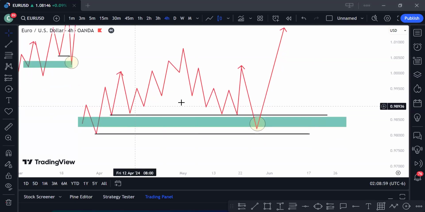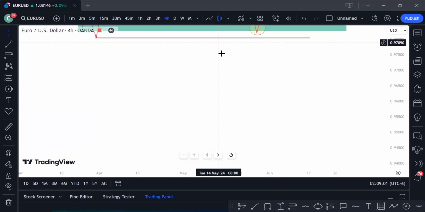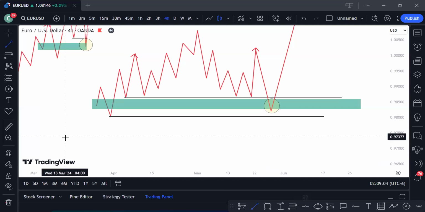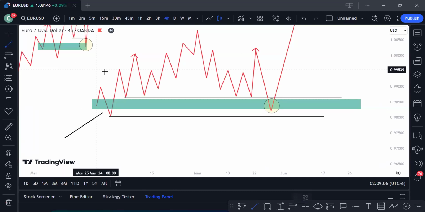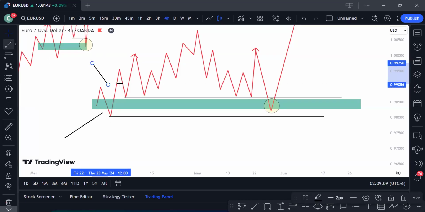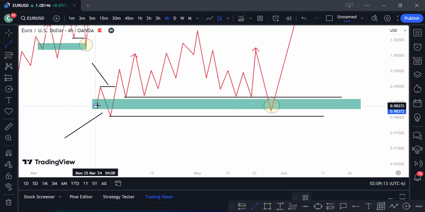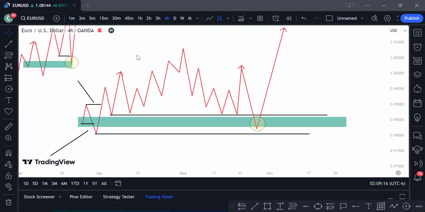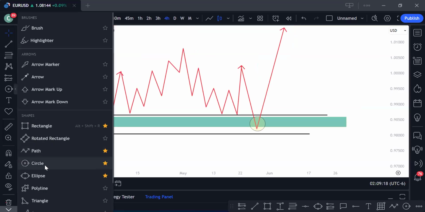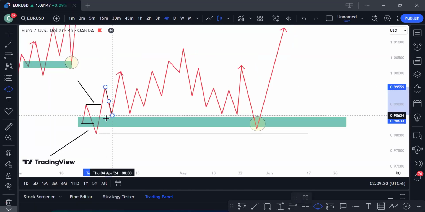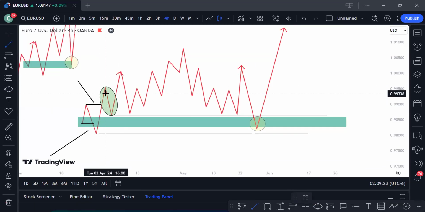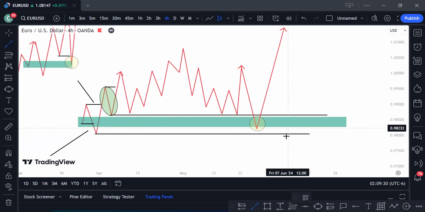So the rules that guide advanced market structure: rule number one, there must be a sweep of liquidity, which is this. Rule number two, there must be a break of structure in the opposite direction, which is this. Rule number three, there must be a retracement, at least 50% retracement, which is this. Rule number four, there must be a second break of structure. Rule number five, price must come back to take out this newly created liquidity and then continue. Okay, so that's it about that.